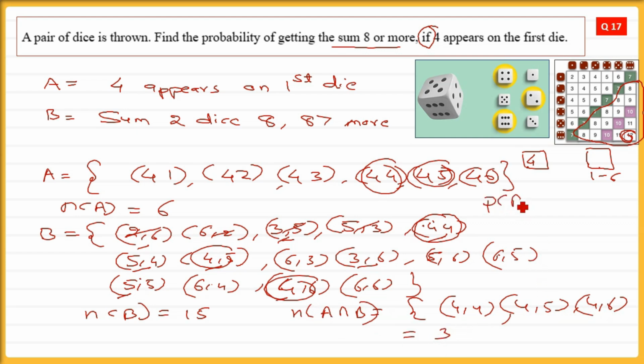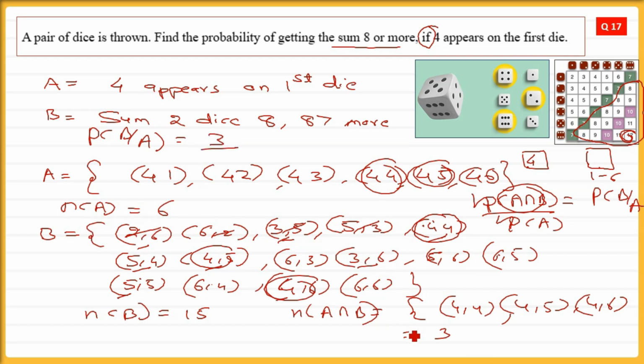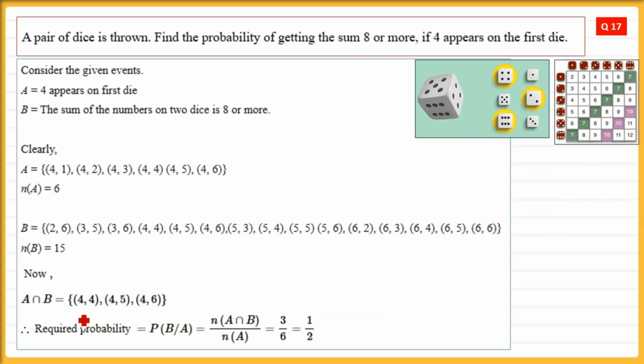Now let me write the formula here only. P(A intersection B) divided by P(A) is what? P(B|A). So I'm writing it here now. P(B|A) is simply the number of elements in A intersection B divided by number of elements in A. So 3 divided by 6, 1 by 2. Half is the correct answer. So this is how you are going to write it.